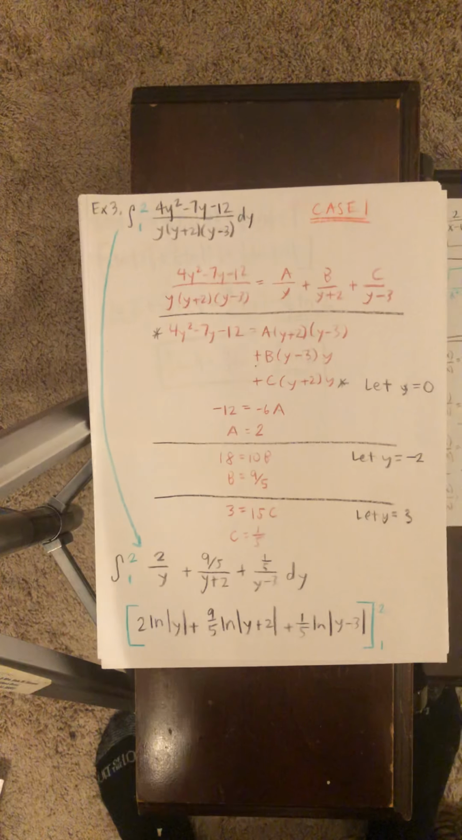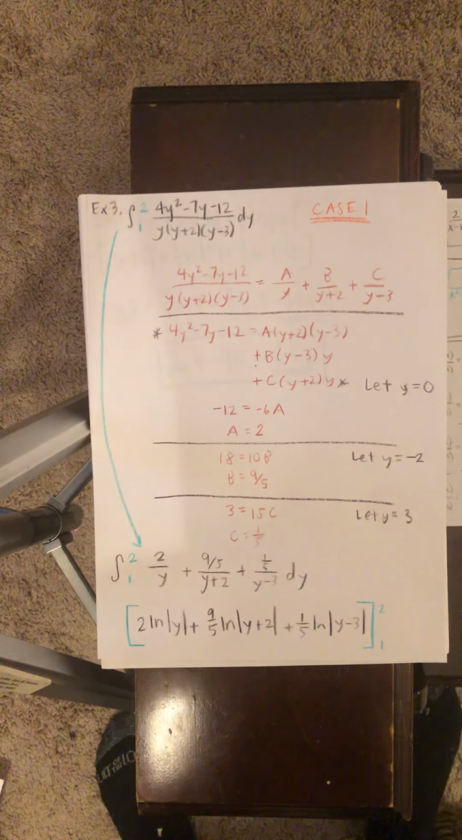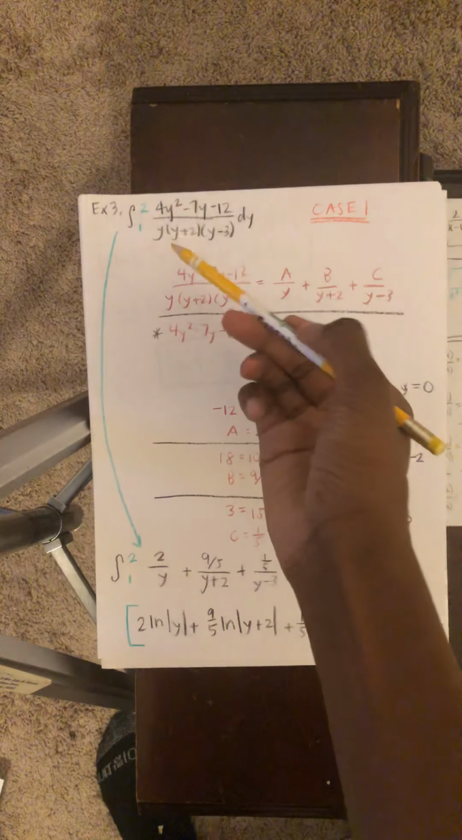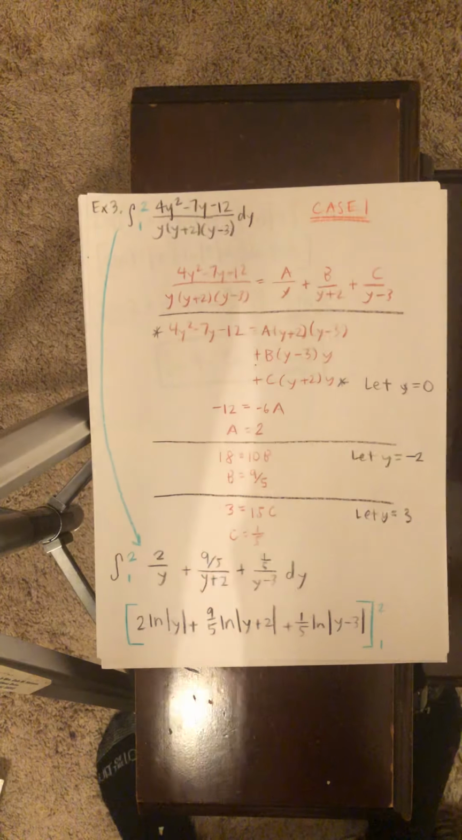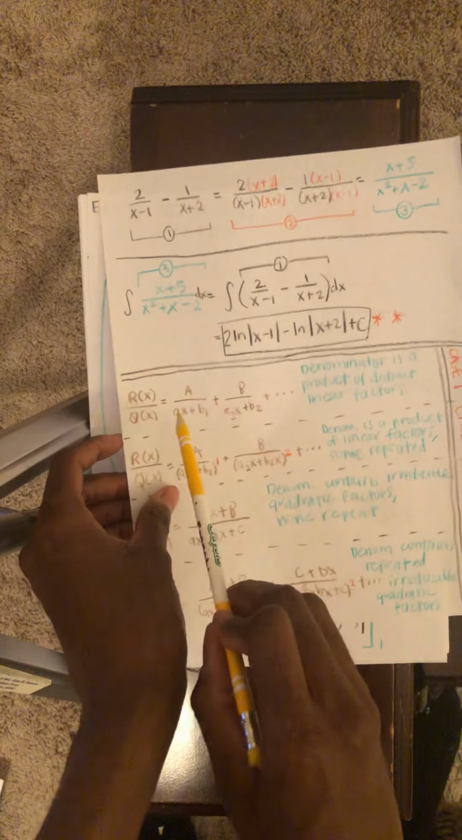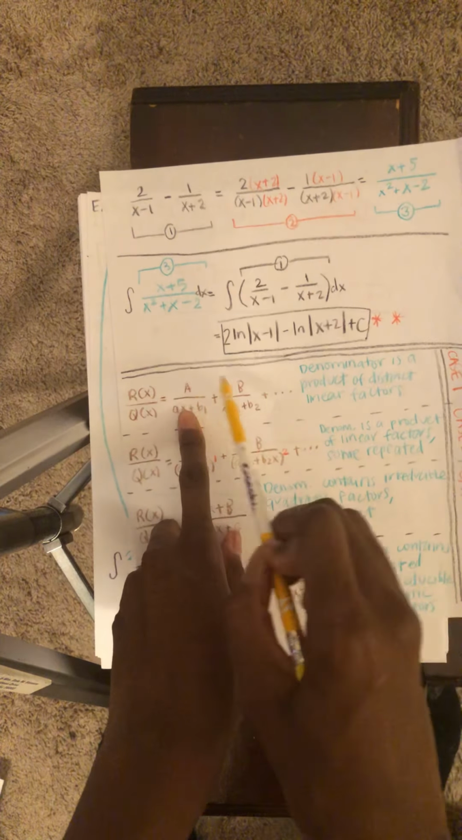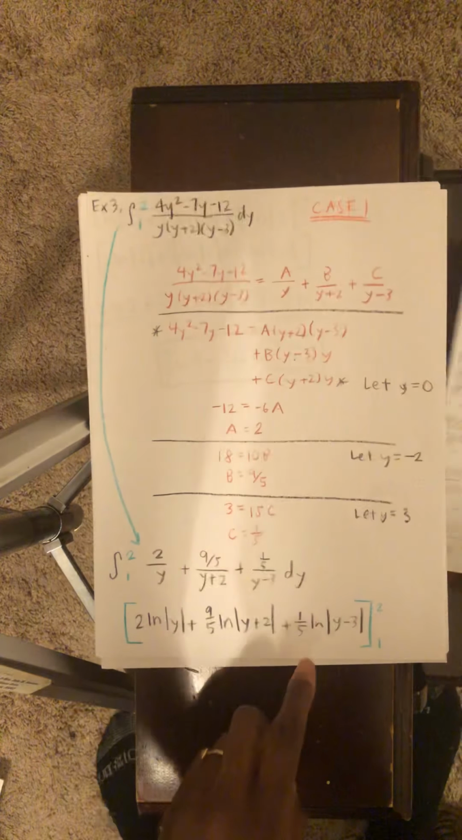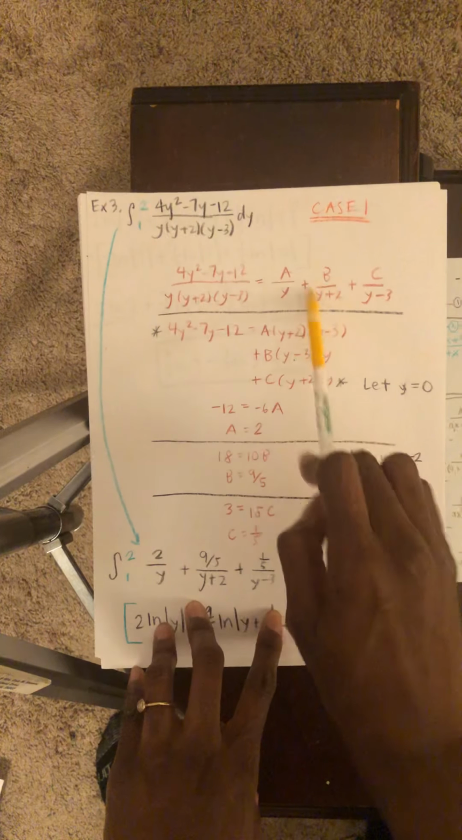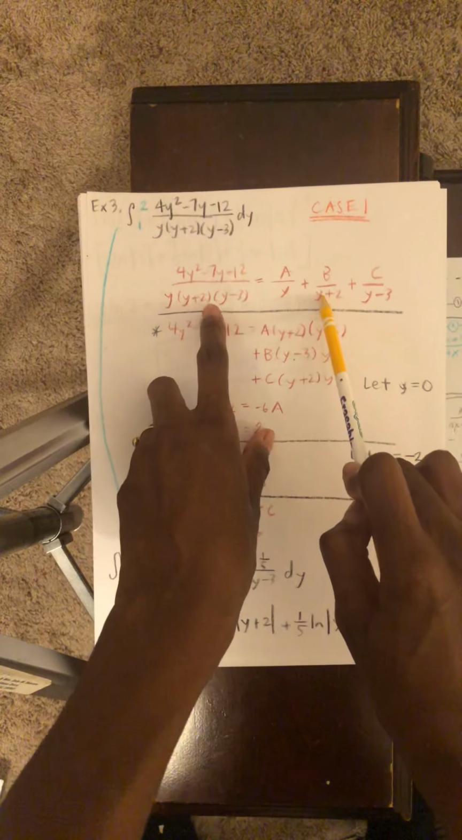Alrighty, so for example 3, we're using case 1 where we have a product of distinct linear functions. We have 3 linear functions, right? So essentially we're going to be using this one right here, where we'll have each linear function as the denominator and then an a, b, and c on the top since we have 3 of them, okay? So that's where this is coming from. We have a, b, and c.